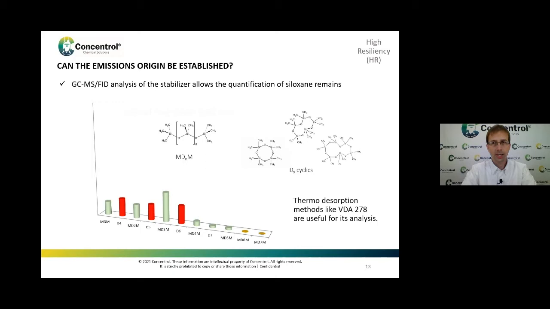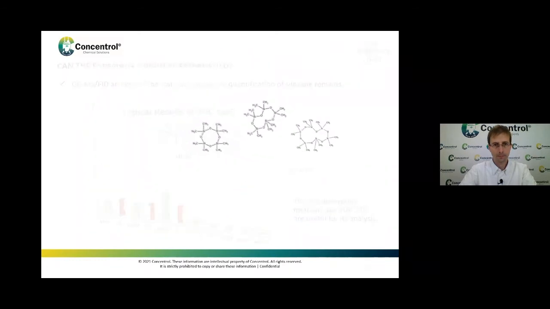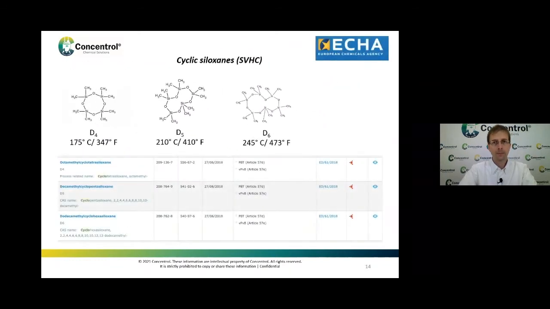As we said, besides the analysis by gas chromatography of the silicone surfactant, the analysis of the siloxane oligomers can be easily done using thermodesorption methods like BDA278.